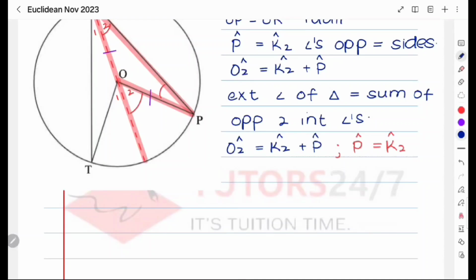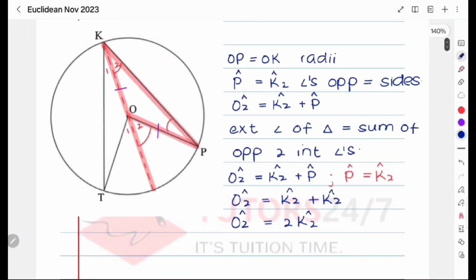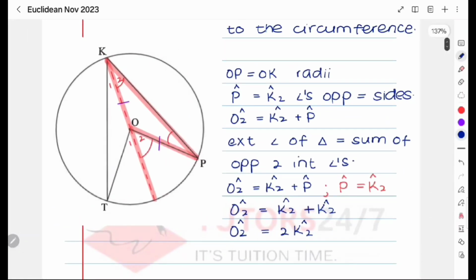So because they are equal, I'm going to replace P with K2. So it is going to be the angle O2 is equal to K2 plus K2. We're then going to add up the like terms, giving us O2 as equal to 2 K2. So this is the right side. This is the first part.